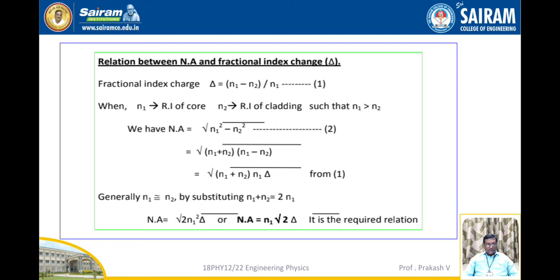Generally n1 is approximately equal to n2, so n1 plus n2 can be written as 2n1. Therefore numerical aperture is equal to square root of 2n1 square delta, or numerical aperture is equal to n1 into square root of 2 delta. So this is the relation between numerical aperture and the fractional index change delta.